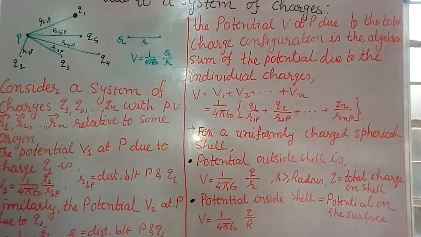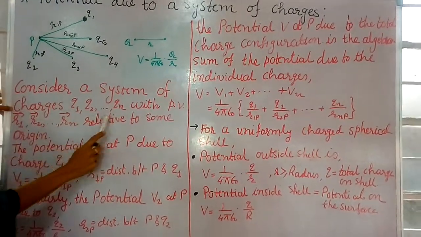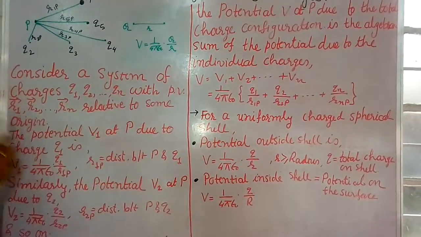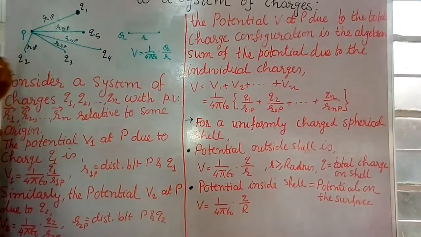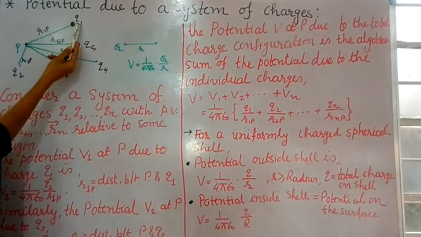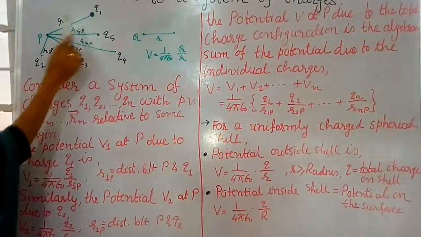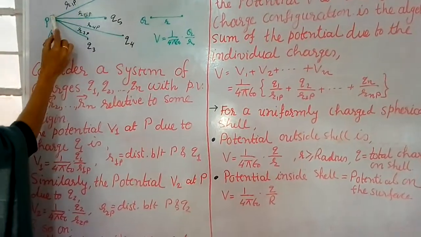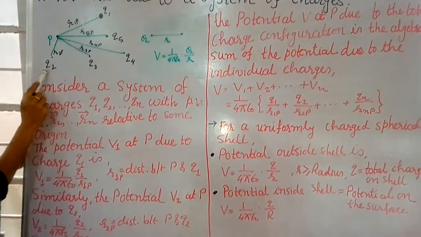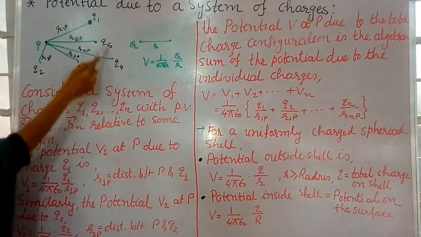More than 2. So let us consider a system of charges Q1, Q2 up to Qn with position vectors R1, R2, Rn relative to some origin. Now I want to find the potential at point P, so I have to find the distance of P from Q1, Q2, Q3, Q4 and so on. The distance from Q1 to P is R1P. For Q2 I am taking R2P. The distance between P and Q3 I am taking as R3P, and so on.